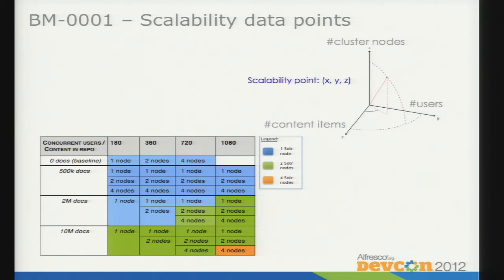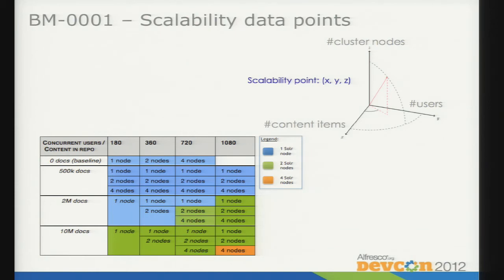For BM001, we also factored in some architectural changes. So we tested against a different number of Alfresco nodes in the cluster, just to study how performance would vary across the 3 different dimensions. That's why we have a 3D space, if you want, identified by that.